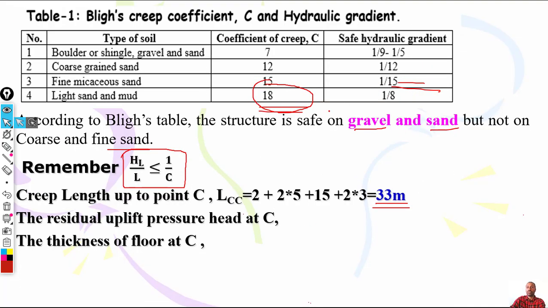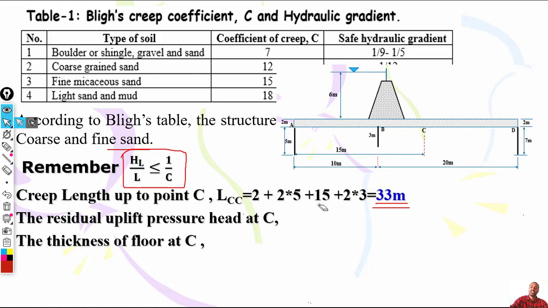this is a safe hydraulic gradient. So this is just according to Bligh's creep coefficient table. You have safe hydraulic gradient and creep coefficient for each type of soil below the structure. So this is the structure. Now you can see just creep lengths up to point C, which is up to this point.